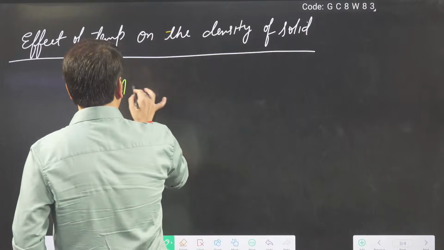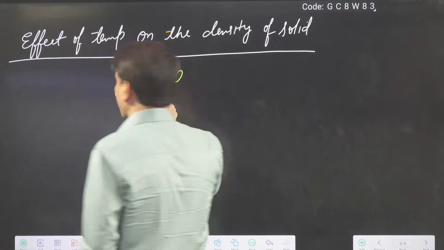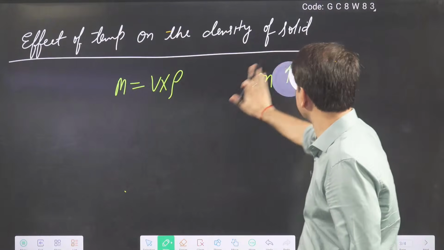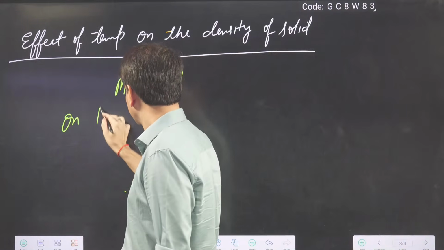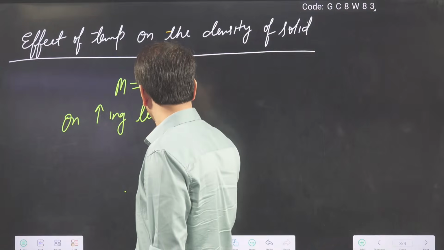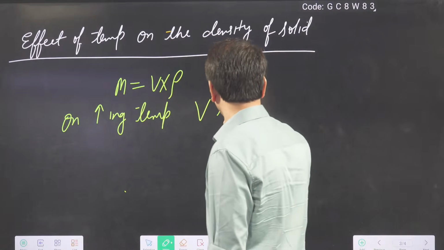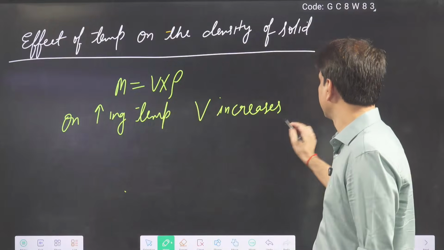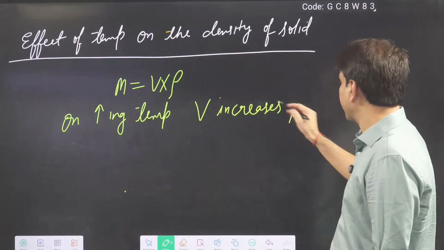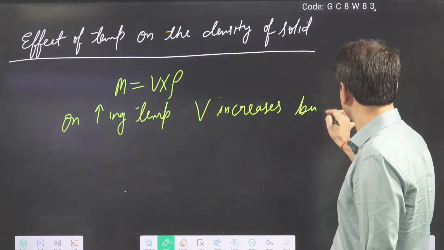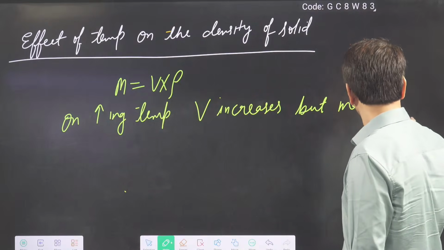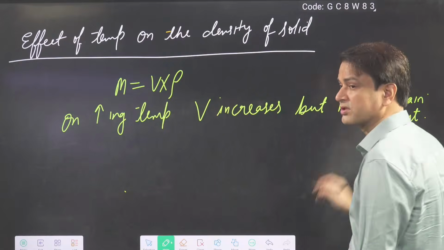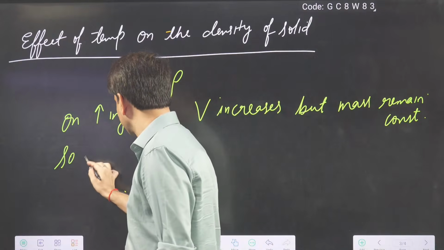Mass is equal to volume into density. Now, on increasing the temperature, volume increases, but mass remains constant. Mass is constant, so density decreases.